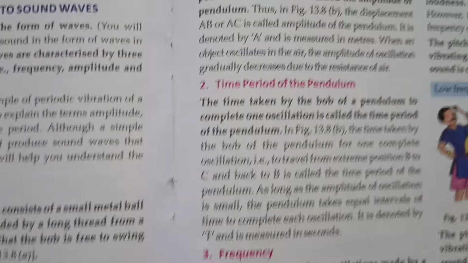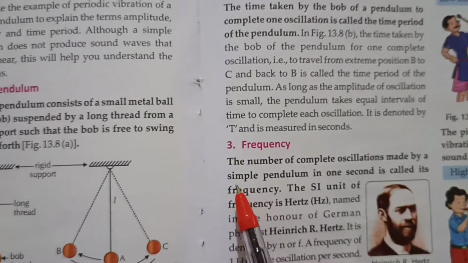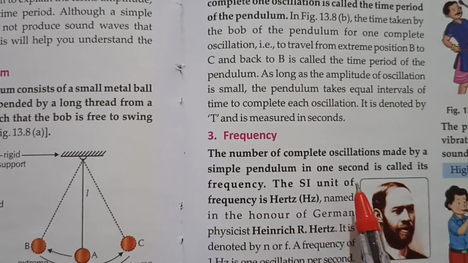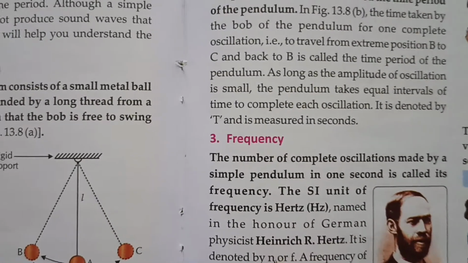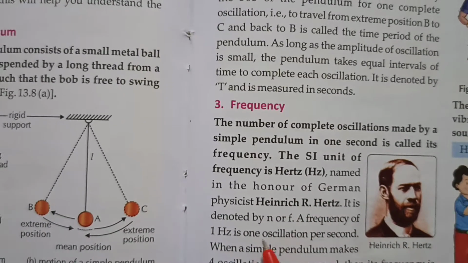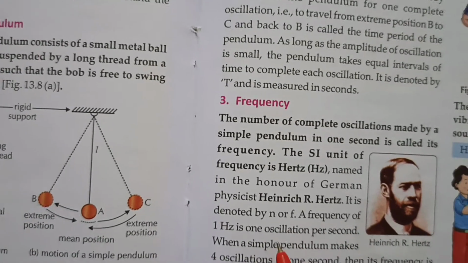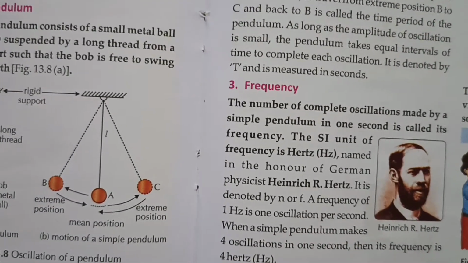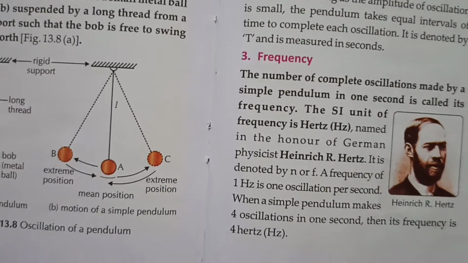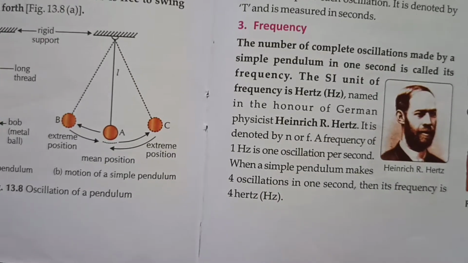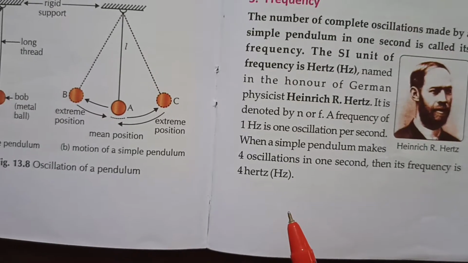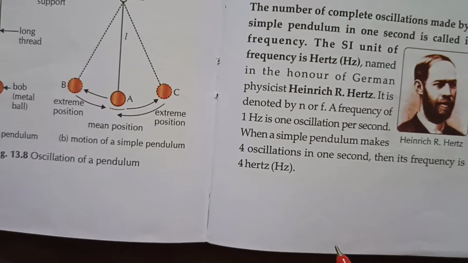Next topic is frequency. The number of complete oscillations made by a simple pendulum in 1 second is called its frequency. The frequency's SI unit is Hertz, named in honor of the German physicist Heinrich Hertz. It is denoted by small n or small f. A frequency of 1 Hertz is 1 oscillation per second. When a simple pendulum makes 4 oscillations in 1 second, then its frequency is 4 Hz.